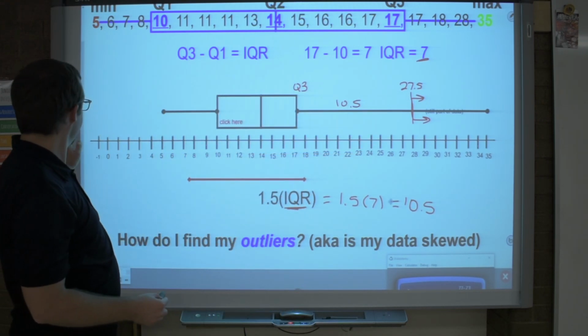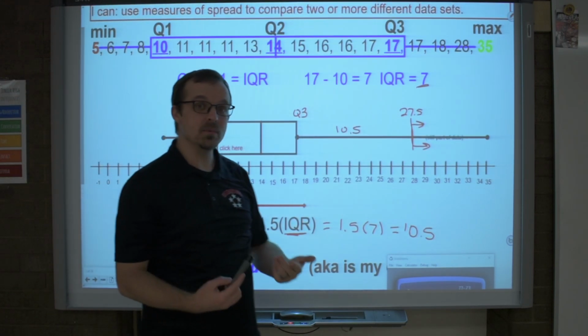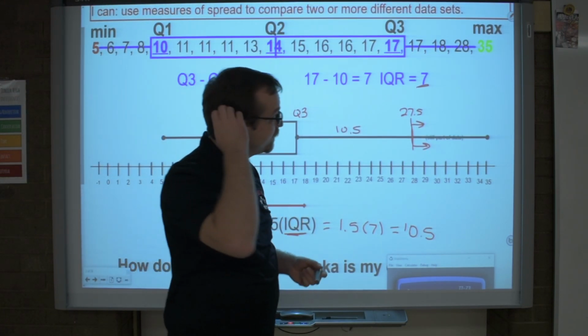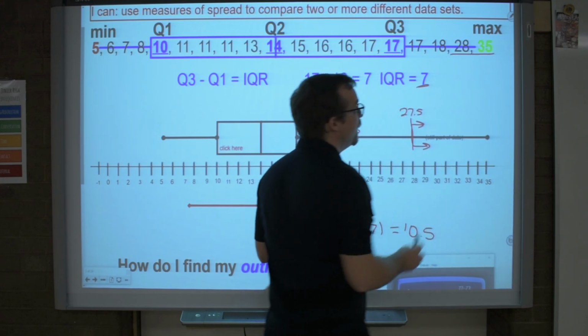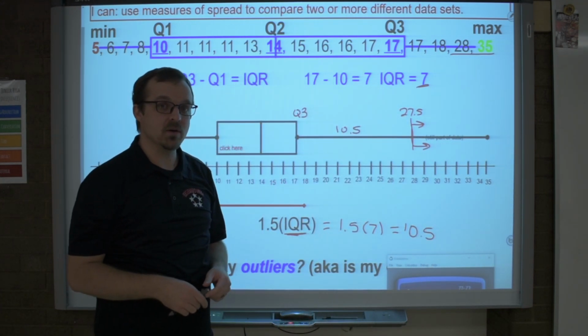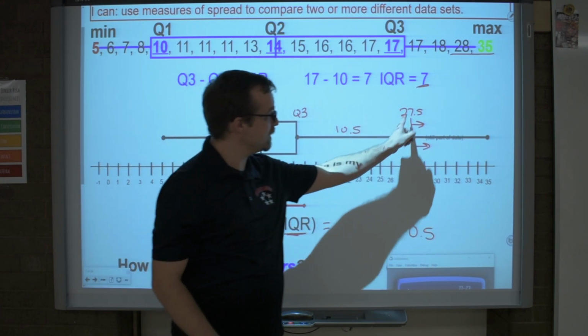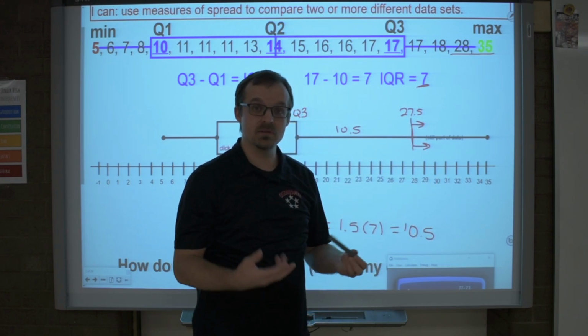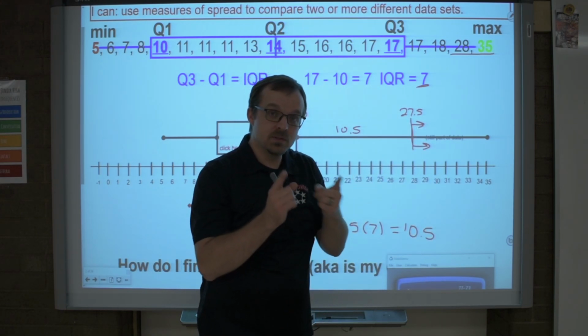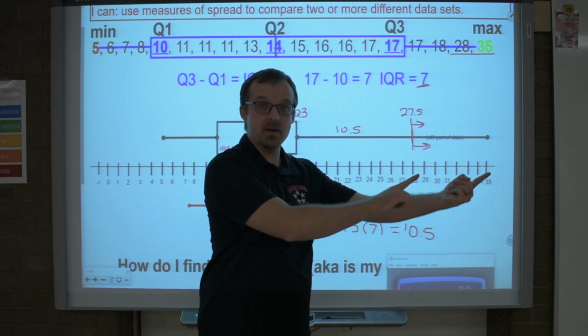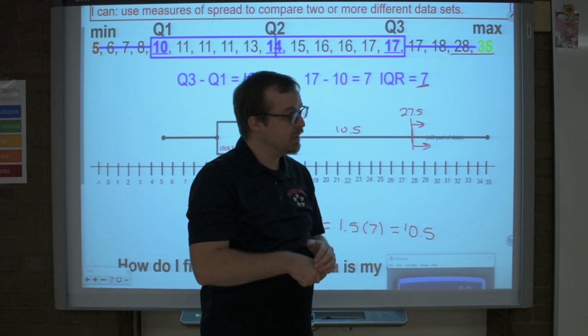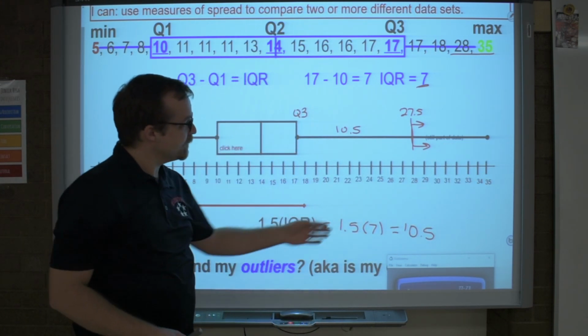Well, if you look up at our data, we actually have two numbers that are bigger than 27.5. We have 28 and 35. Because both of those points are bigger than my upper limit, my 27.5, those two points are considered outliers. Those two numbers are so far away from the rest of my other data, we are going to consider them outliers. Okay, that's for an upper limit though.